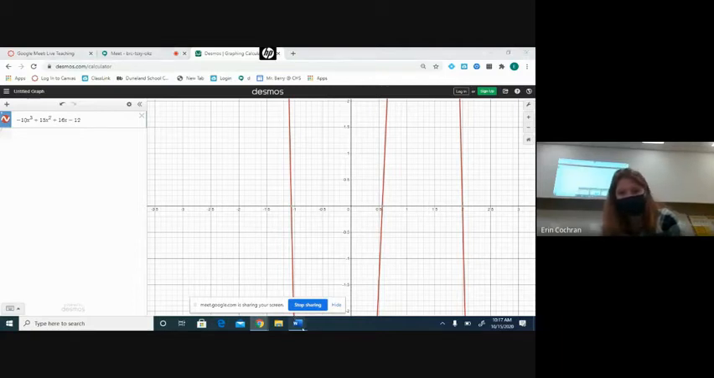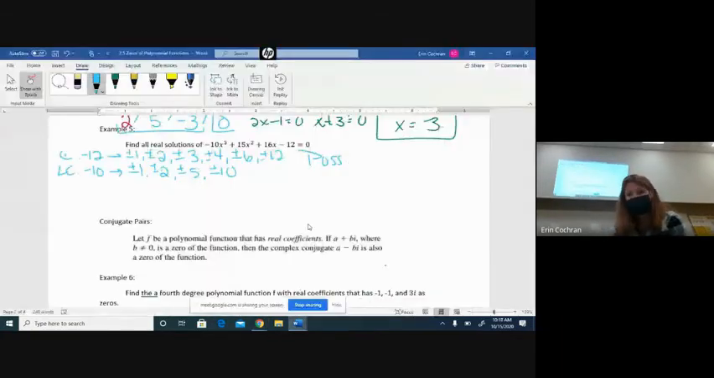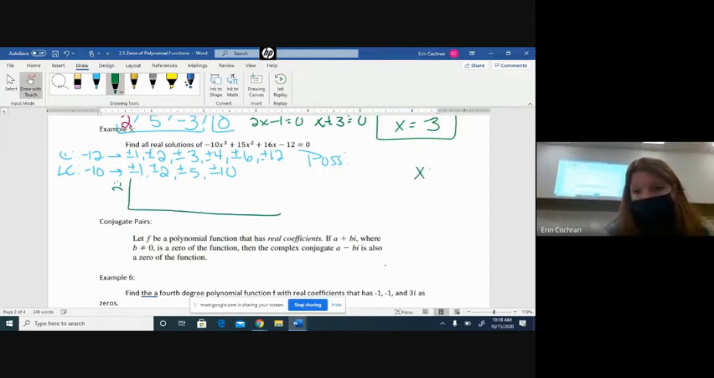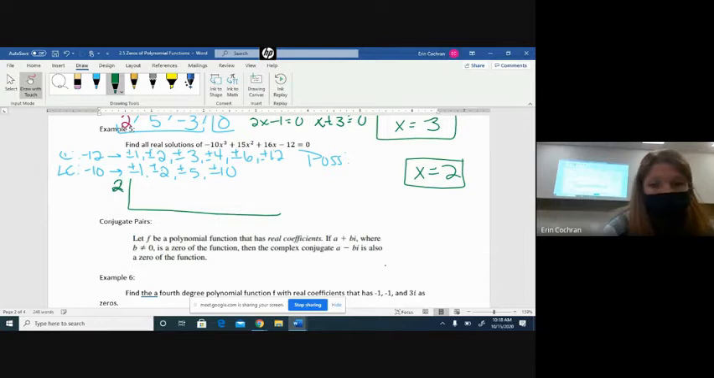All right, so back to this. Do I need to write out all of those possible roots, or are we okay with that? Okay, so let's try 2. So the outside is going to be 2, because we know that's a real root already. So one of our roots is a positive 2, because we saw that in our problem. Now let's do our coefficients: negative 10, 15, 16, negative 12.